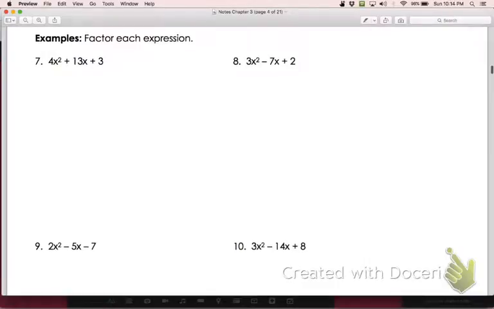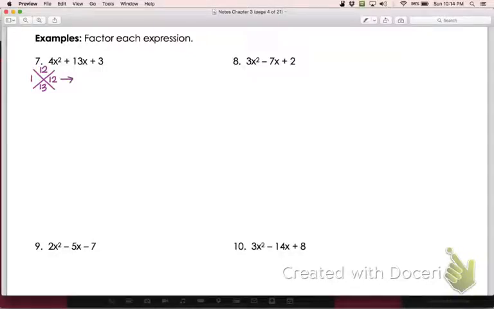Okay. We want to factor each expression. So, first thing we're going to do is set up our diamond. A is 4, C is 3, so we get 12, and then 13 is on the bottom. This one's a little bit tricky, but anytime I notice that I have a number that's just one bigger than what I have, I know it has to be 1 and 12.